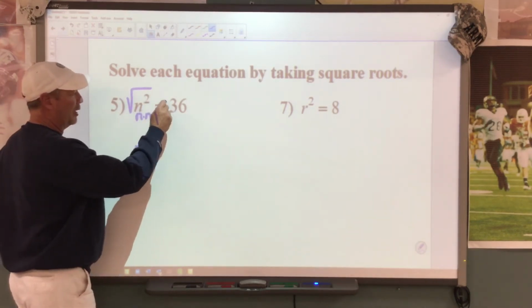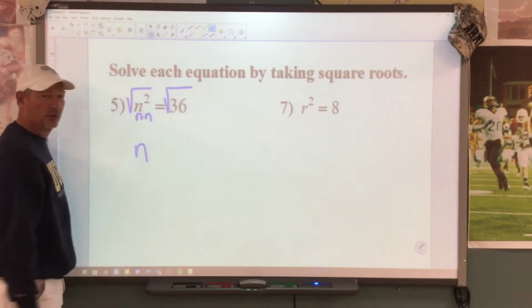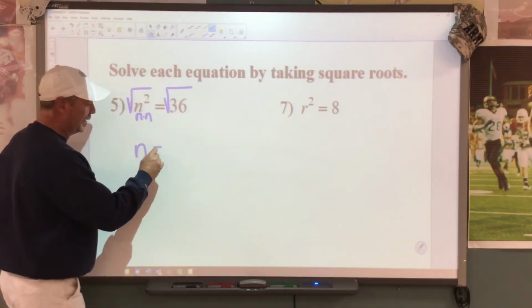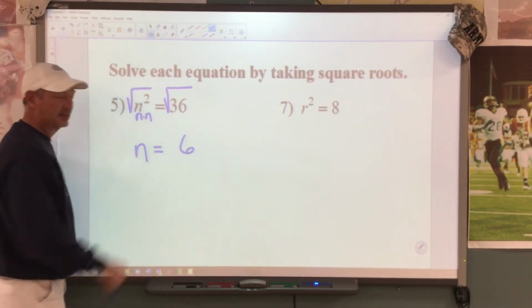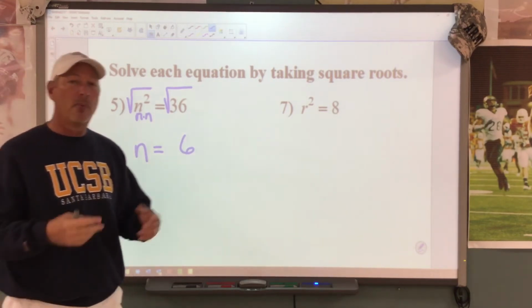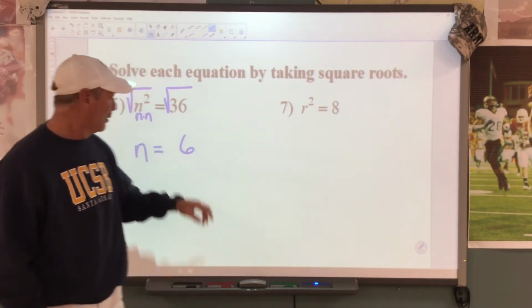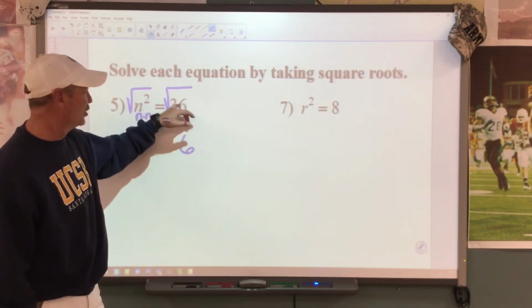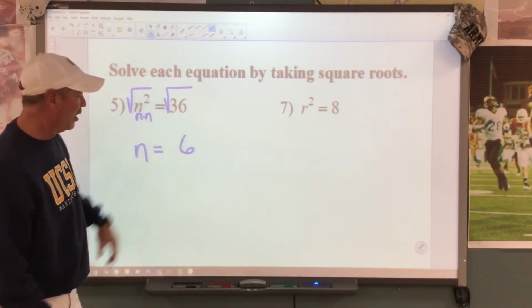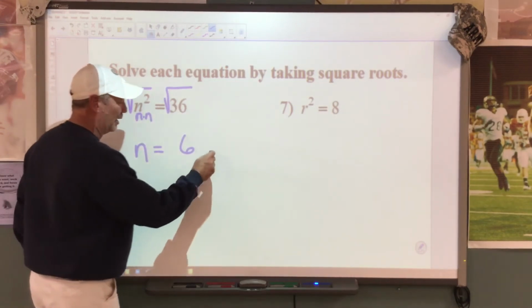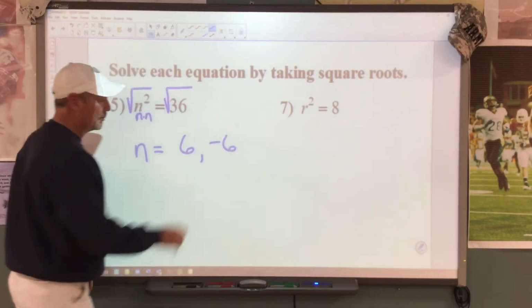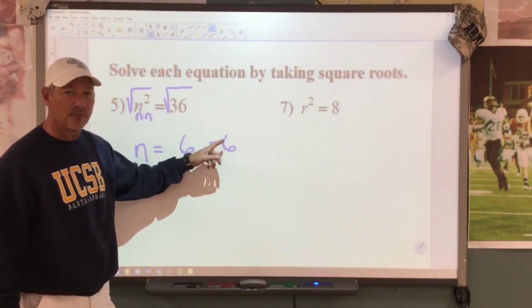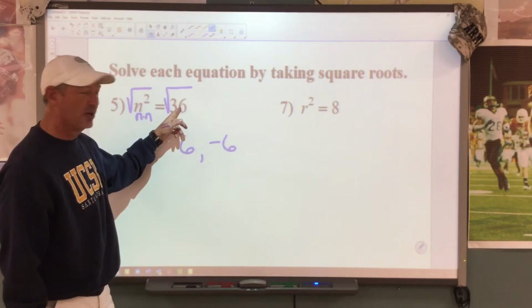But if we take the square root to the left, we have to take the square root to the right. And so we're going to say n equals 6. But it also can be what? 6 times 6 is 36. But it also could be what? It could be -6. -6 times -6 is a positive 36.